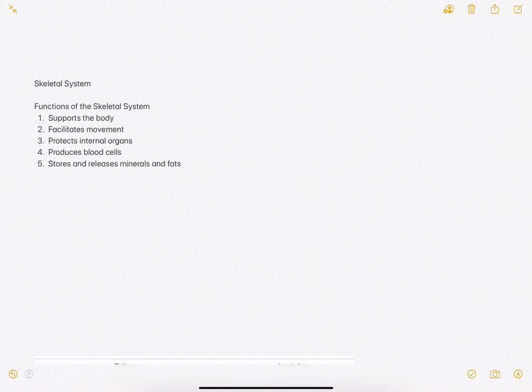The third one here is that it protects internal organs. A great example of this is our rib cage. Our rib cage is a part of our skeletal system, and what it protects is our lungs and our heart. Another example is our skull. Our skull is also part of the skeletal system, and it protects the brain. So it protects the internal organs. The fourth one here is that it produces blood cells.